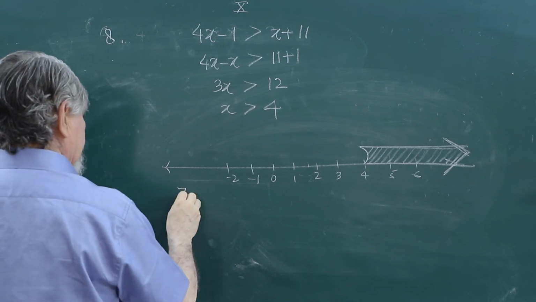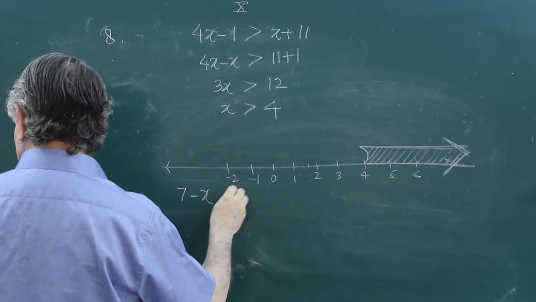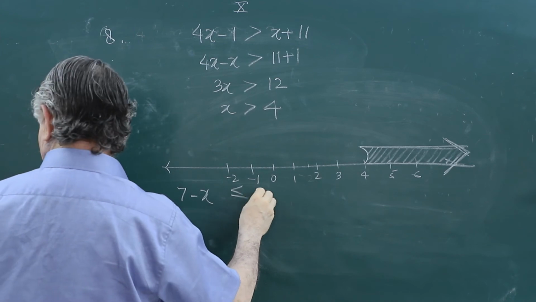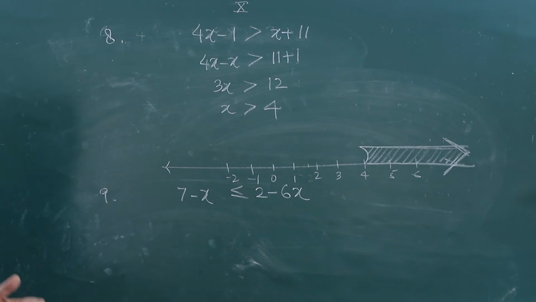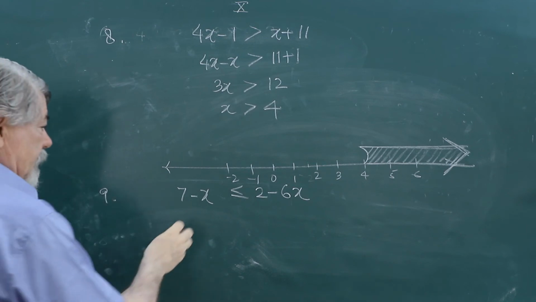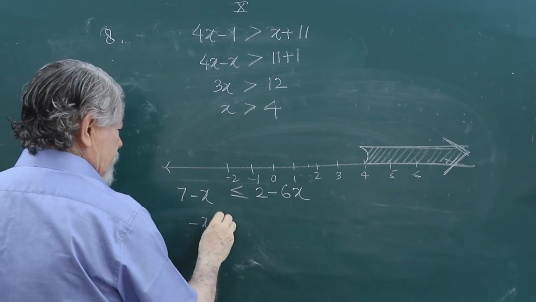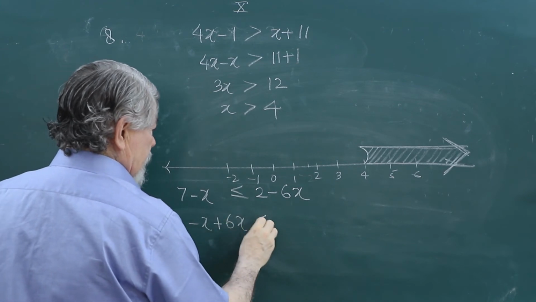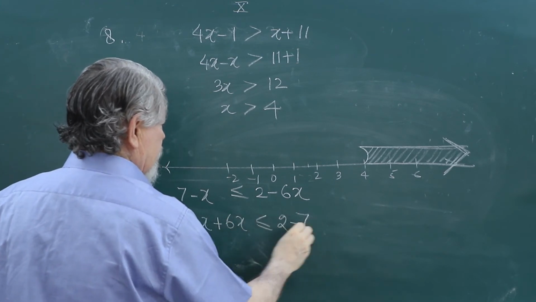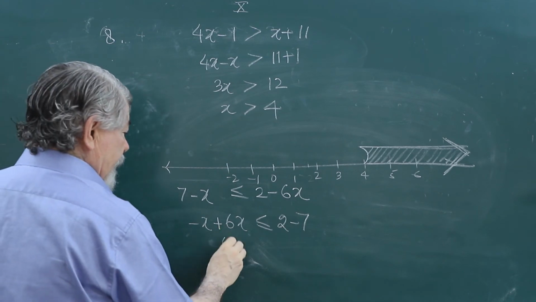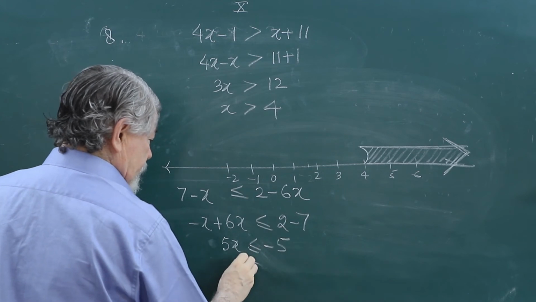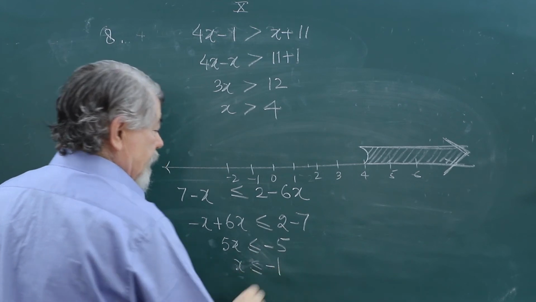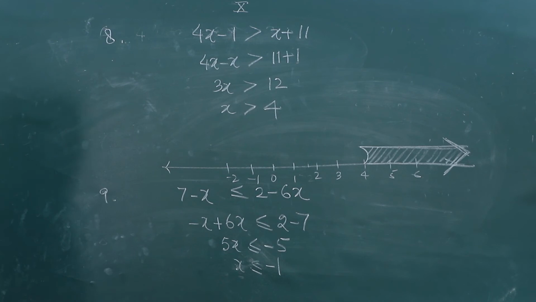7 minus x is less than or equal to 2 minus 6x. Let's bring the x terms to one side and the constant terms to the other side. Minus x plus 6x is less than or equal to 2 minus 7. It will become 5x and minus 5. So x will be less than or equal to minus 1.